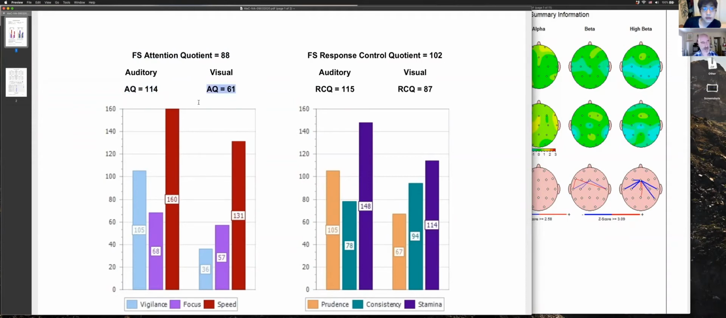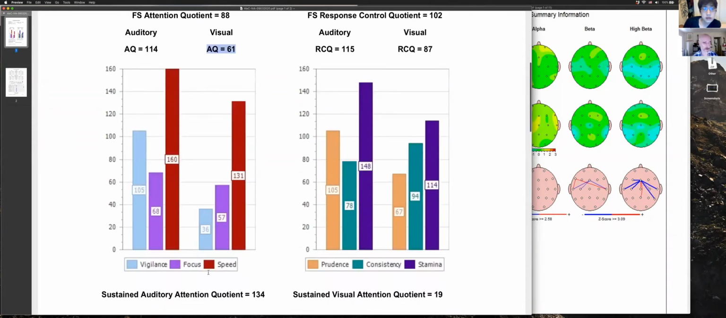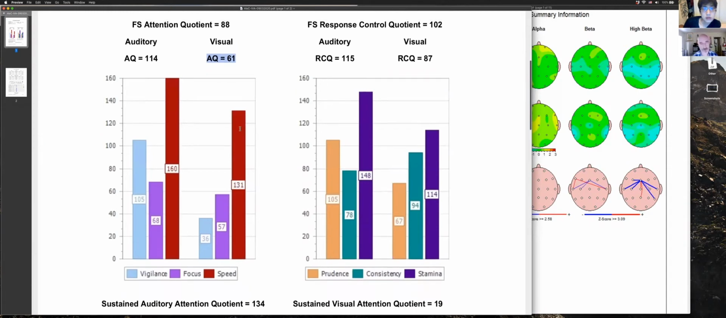And then if you look at the 3 scores below that, they're called vigilance, focus, and speed. Speed is how fast you are. You're very, very fast. You're the fastest the test can measure for your auditory information. 160 is its ceiling, 4 standard deviations above average. On the bell curve, you're off the bell curve. You're so fast.